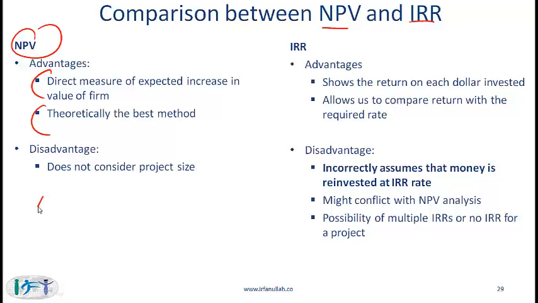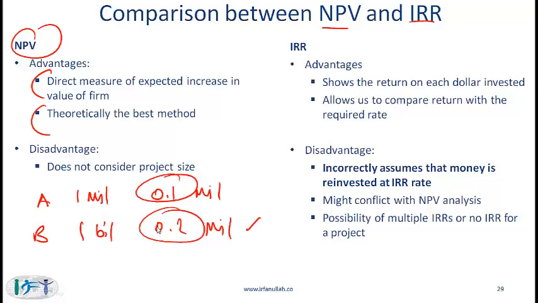And I go back to an example which I gave earlier, where project A has an investment of 1 million and a NPV of 0.1 million. Project B has an investment of 1 billion and the NPV is 0.1 million. If A and B are mutually exclusive, then based on the higher NPV, we would pick project B. But just looking at these two numbers does not tell us anything about the size of the project.